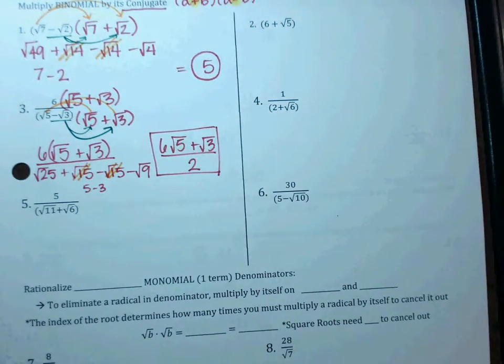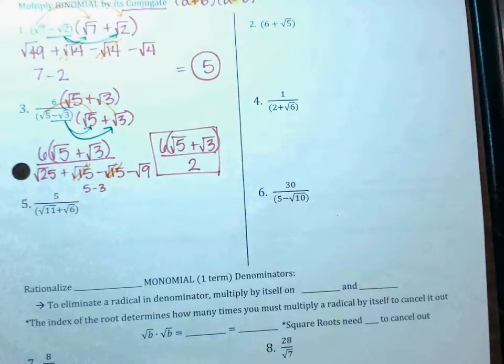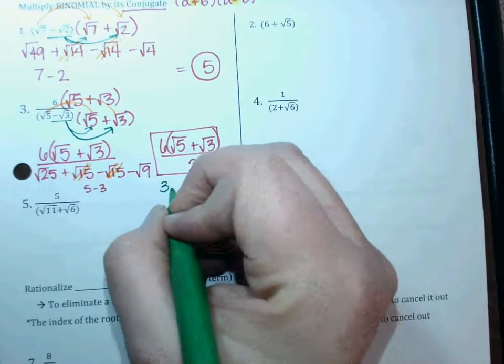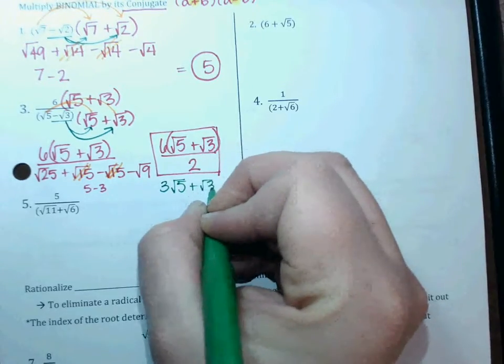Okay, now, keep your parentheses here. You could be done at that point. However, what is your very last little arrow? What does it say? Simplify or divide the coefficient. So look right here. If this is a 6 and this is a divide by 2, can we do that? What's 6 divided by 2? 3. So the best answer for this would be 3 root 5 plus root 3.